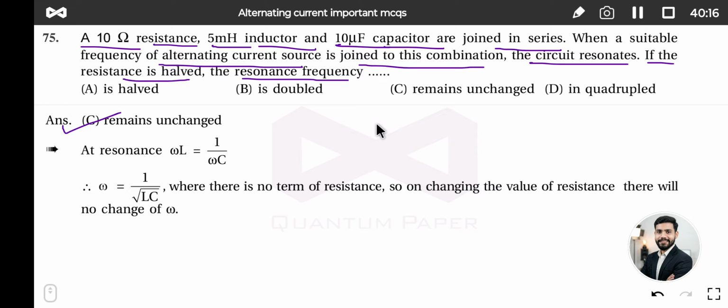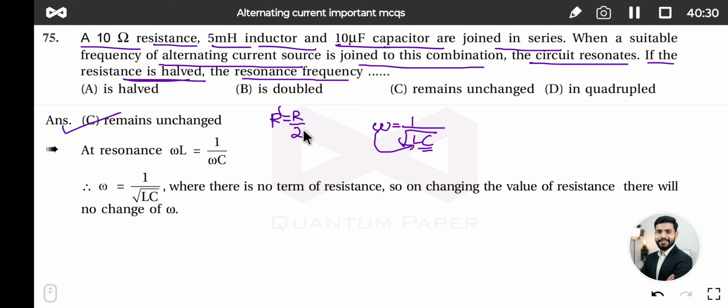resonance frequency formula we have omega is equal to 1 upon root of LC. So resonance frequencies totally depend on L and C. Okay, and in this case the question is saying resistance is half. The new resistance is R by 2. But resonance frequency is independent of resistance. There is no use of resistance. So the resonance frequency will remain unchanged. Look at the next one.